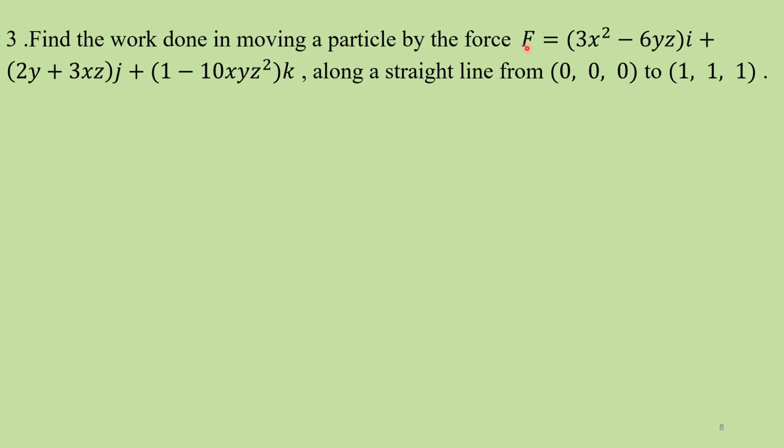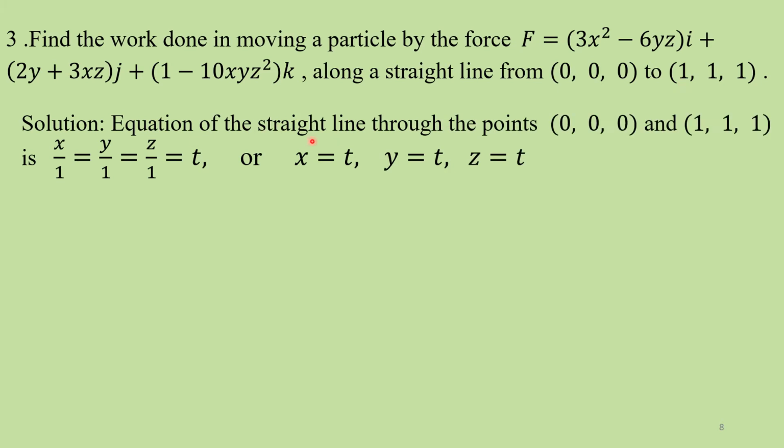That means the line integral of f along the curve, and the curve is a straight line joining these 2 points. So let me take first the equation of the curve, that is a straight line passing through the point (0, 0, 0) and (1, 1, 1) using the 2-point form. That gives (x minus x1) by (x2 minus x1). So x1 y1 z1, x2 y2 z2 are here. So x minus 0 by 1 minus 0, that is x by 1. Similarly, we have y by 1 equal to z by 1 equal to say some parameter t.